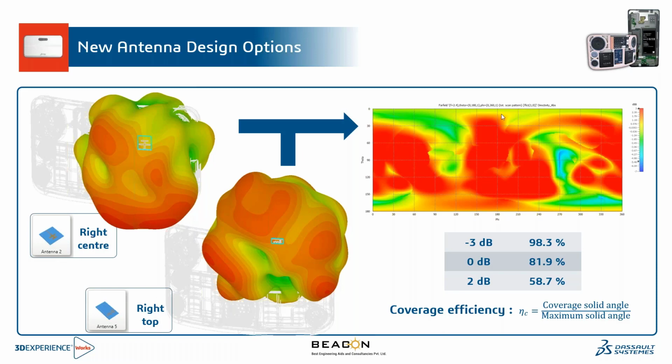right top of it. So we can observe the scan pattern over here, and we can see that it provides a better coverage efficiency of around 98.3 over here. And with respect to the 0 dB, it is around 61.9%. With 2 dB, it is around 58.7%.